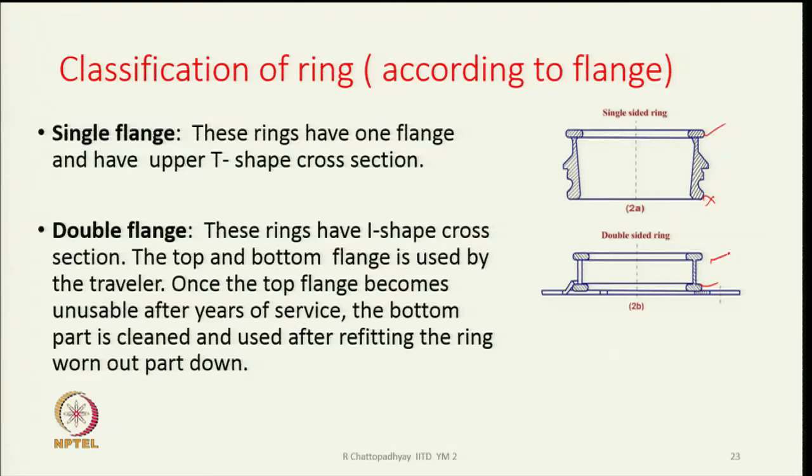So, what do we do? First we use one of the sides, after some months or years of use, when you find that it is no more workable, we simply go to the other side. We clean it up and the other side is brought to the top, and that part can also act as a track for the traveler. So, these are very simple: single flange and double flange.